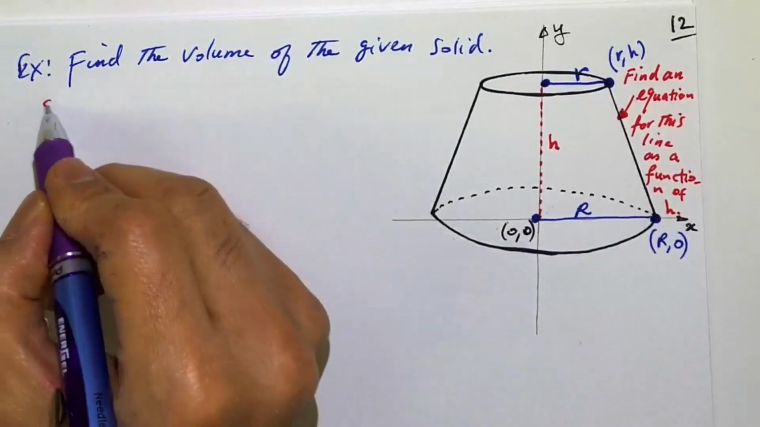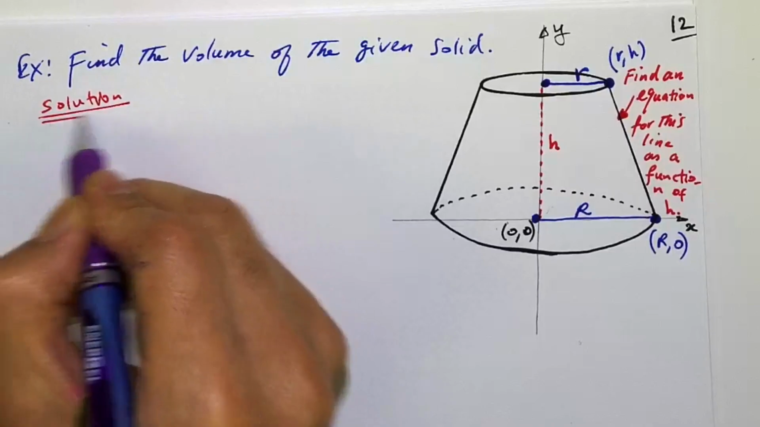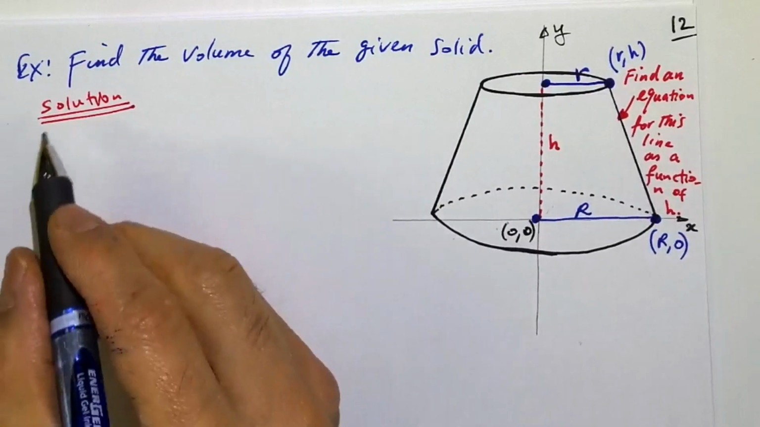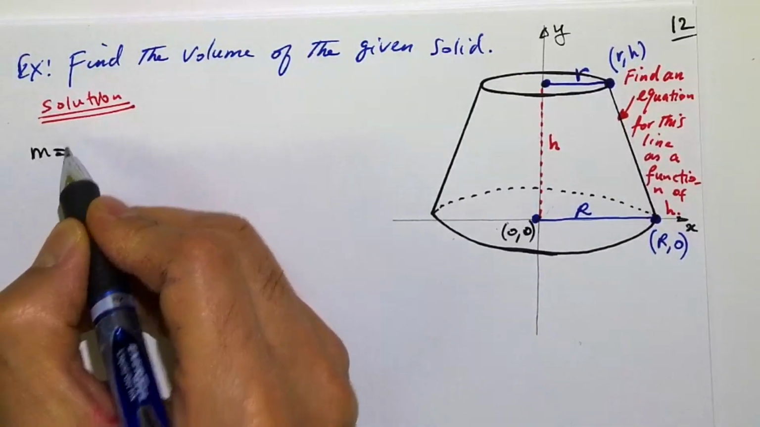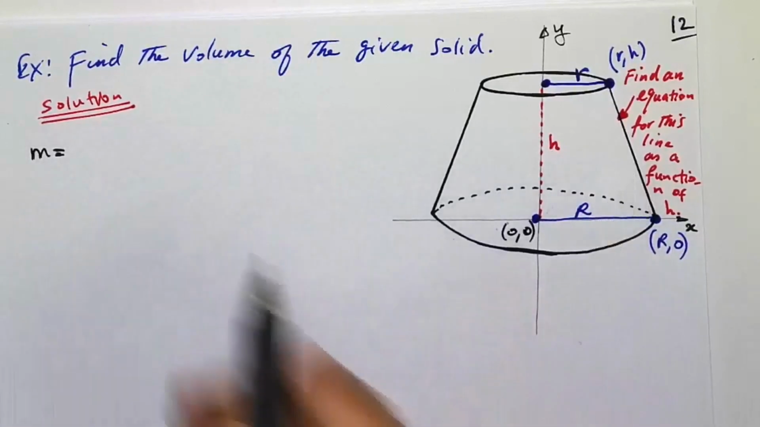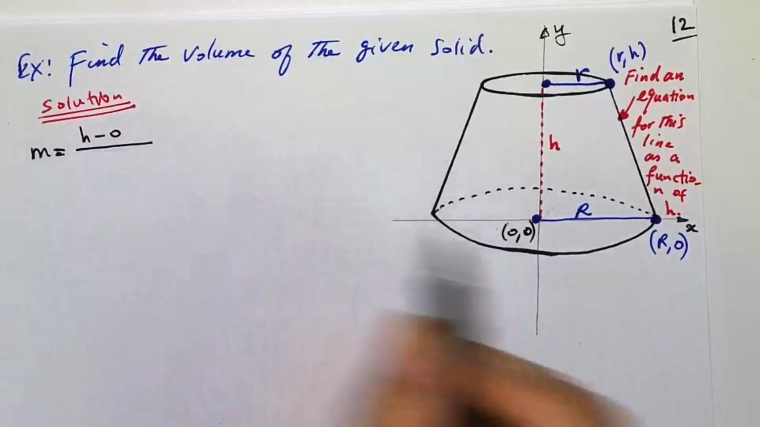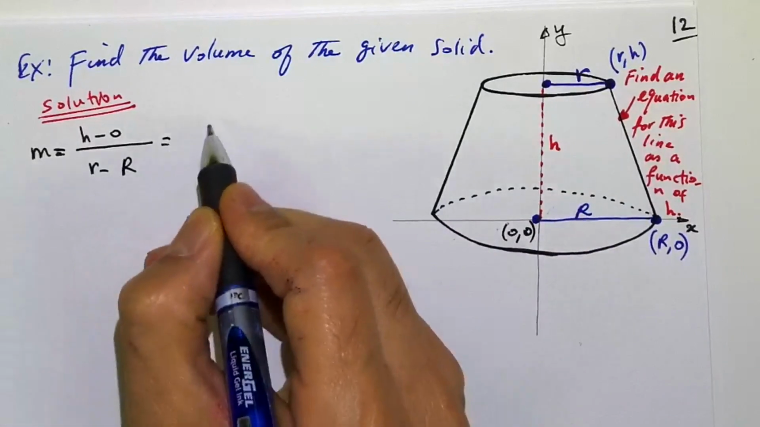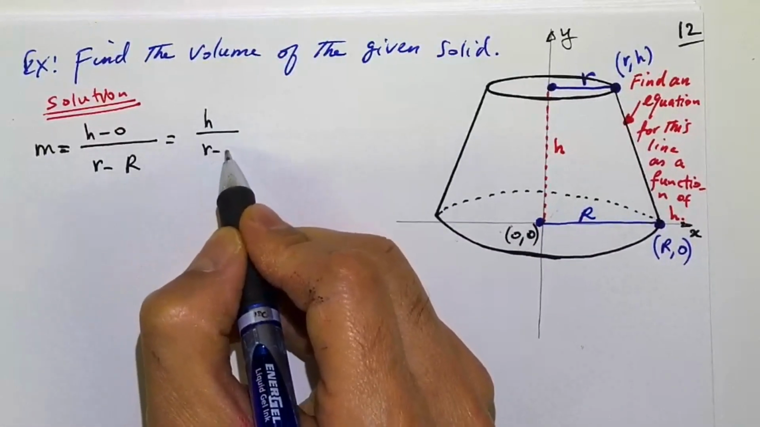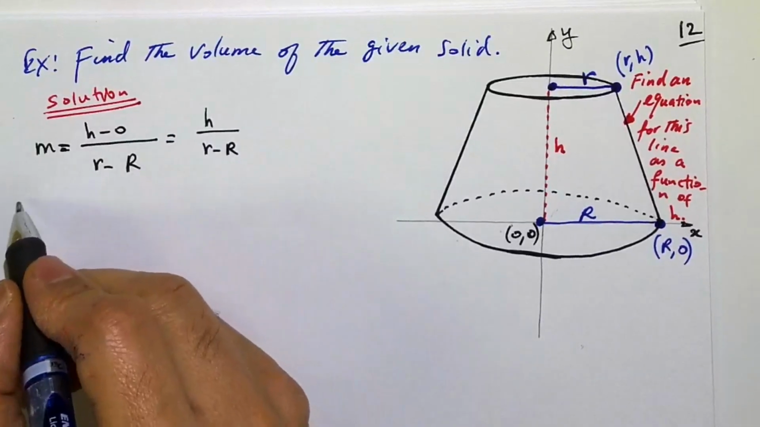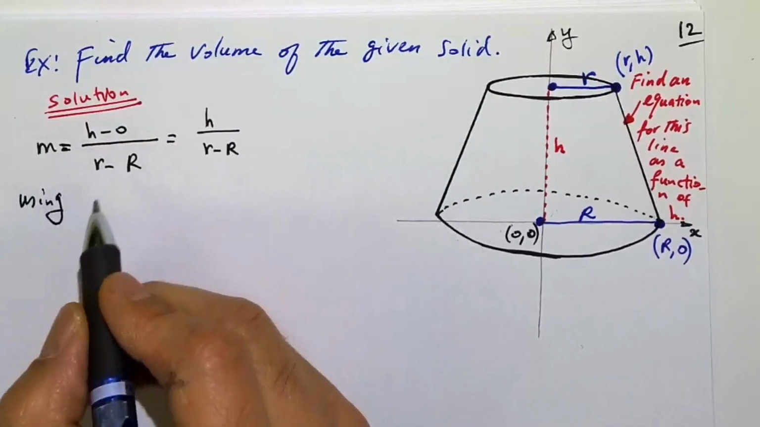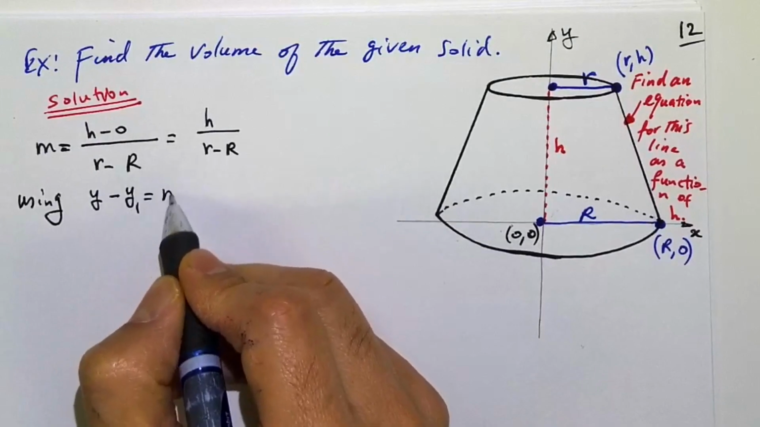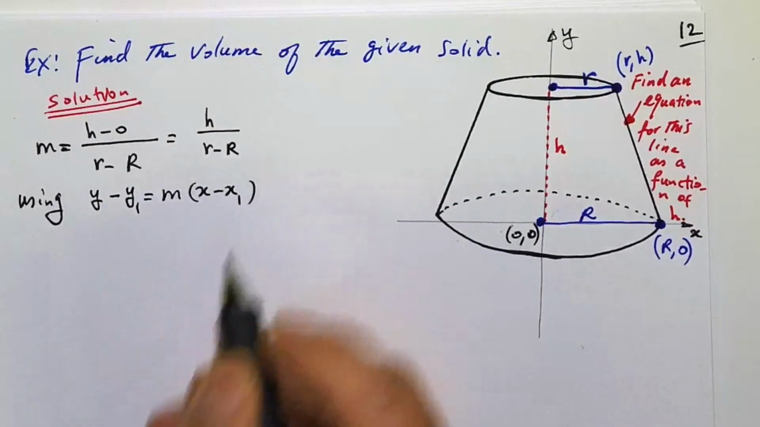So the solution starts with all these things that I've added. And then we have the slope, so this is what I have. Slope is h minus 0 divided by lowercase r minus capital R. So we end up with h over lowercase r minus capital R. So using the familiar equation we learned back in basic algebra, right? y minus y1 equals m times x minus x1.